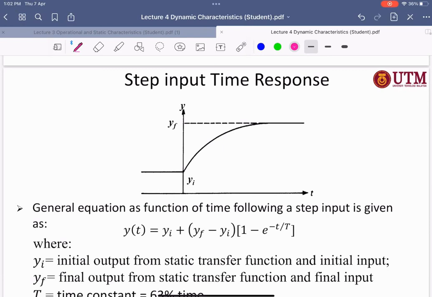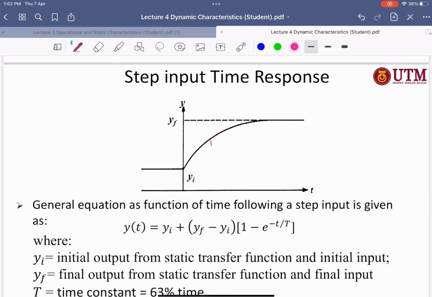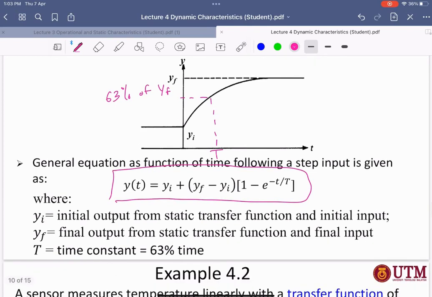Okay guys, so start with input then response. We know the first order response behaves like this. In this one we have the time constant, at 63% of the final value, Y final. Then you have this formula: the initial value plus the final value minus initial value, times 1 minus e to the power of minus t over the time constant. So 1 minus e with the time constant will show you this kind of graph.